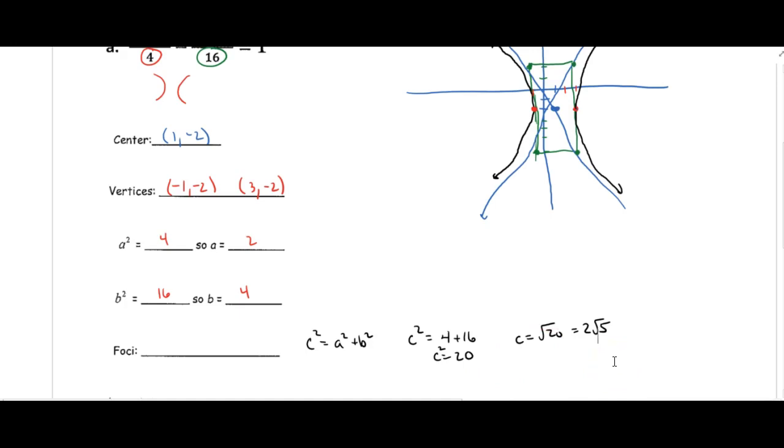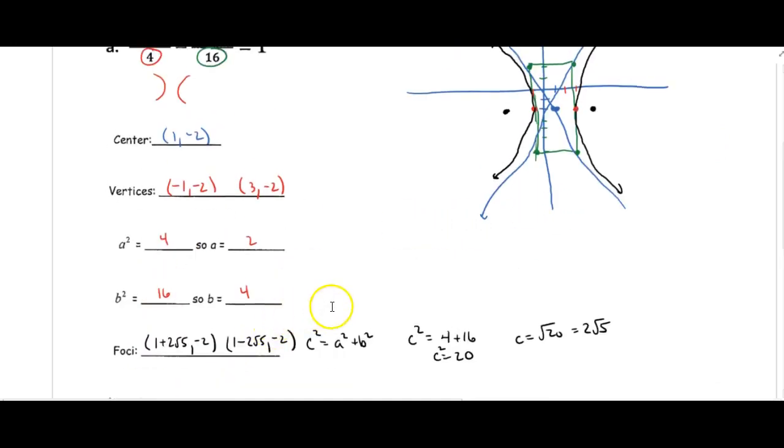Now, from here, we know that c is the distance from the center to the foci. So if my center is right here, I'm going to add 2 root 5 to the center to find this one. Then I'm going to subtract 2 root 5 from the center to find this foci. So right now, when I look at the foci there, my y value actually stays the same. But if my center was at 1, -2, I know right away this is going to be 1 plus 2 root 5, comma, -2. The other one would be at 1 minus 2 root 5, comma, -2. Okay, so remember, to find those, that's what we're going to do.